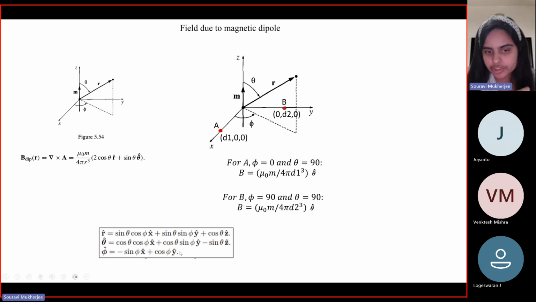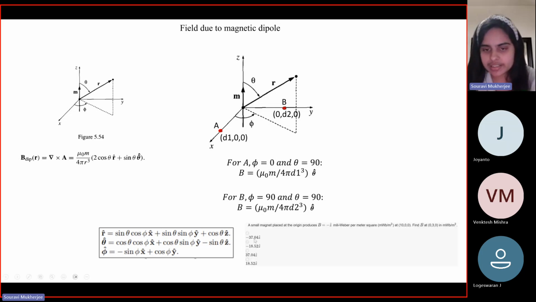You can use these relations to go to, and this is something we discussed long back in our first class, how we go from curvilinear coordinates to the rectangular coordinate system. So this is in theta cap, and you can use these expressions to go to your i cap, j cap, k cap.